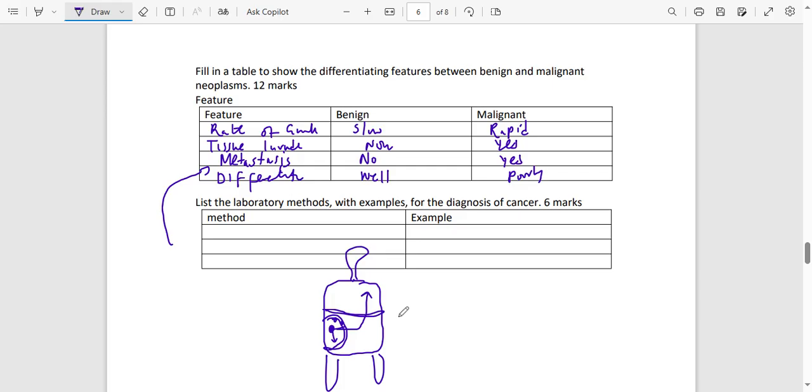It can penetrate. So let me make it bigger because that is going to give us another difference. So this is our cancer cell, and this is our surrounding tissue. So for the malignant one, it can go there. It can invade. To invade is to penetrate. But a benign tumor will not be able to penetrate. Instead, that will lead us to another point known as encapsulation, right? So encapsulation is related to invasion.